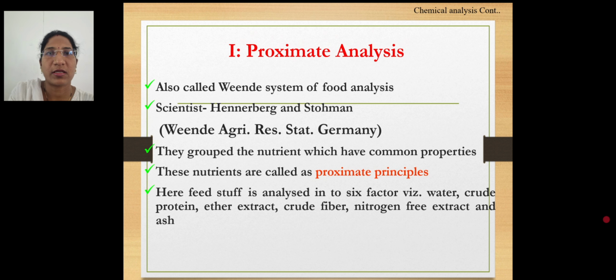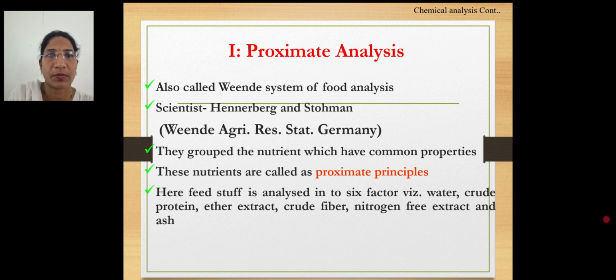In chemical analysis, the first method is proximate analysis. This proximate analysis is also called the Weende system of food analysis. The scientists Henneberg and Stohmann worked on this method. They were agricultural research scientists from Germany. They grouped the nutrients which have common properties. These nutrients are called proximate principles.